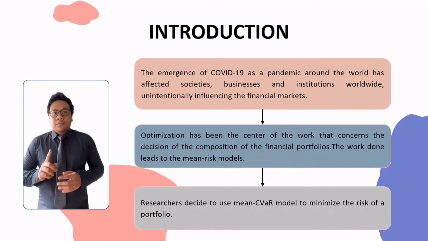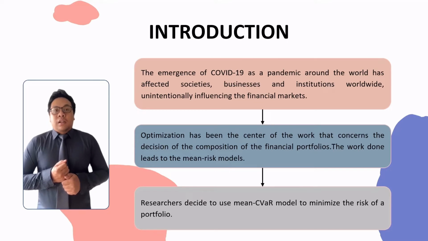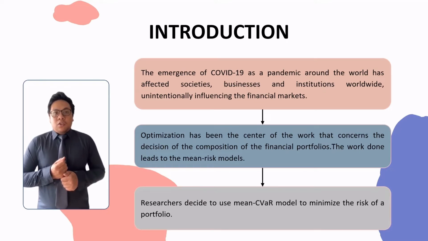First of all, I will present the introduction. The emergence of COVID-19 as a pandemic has affected society's business institutions worldwide. Next, it is influencing the financial market. Modern portfolio theory is a Markowitz model that used variance as a risk measure. Since then, optimization has been the center of work that concerns the decisions of the composition of financial portfolios.